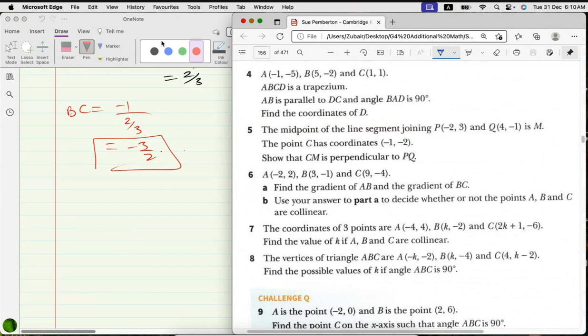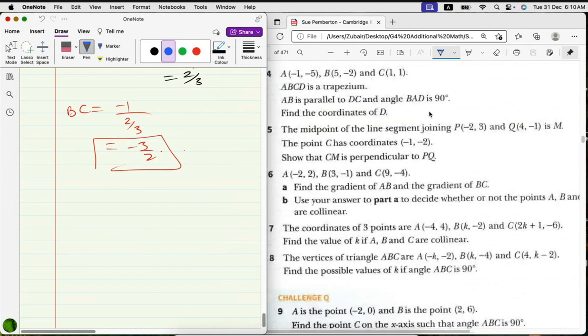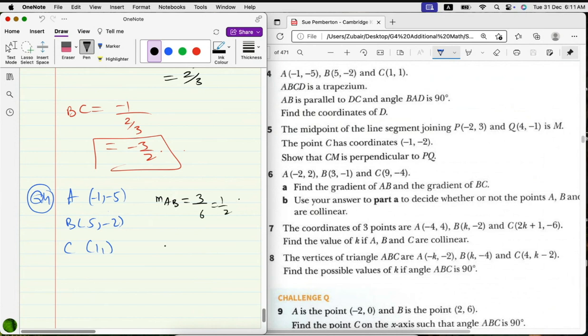Note down the values and just think how to do it. I'll also follow. So first we get the gradient of AB. That's y2 minus y1 over x2 minus x1. So that's negative 2 plus 5 over 5 plus 1. Then that's 3 over 6. So 1 over 3 is our gradient for AB. And then that's the same gradient for DC.